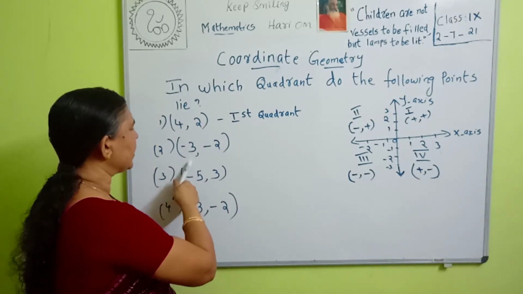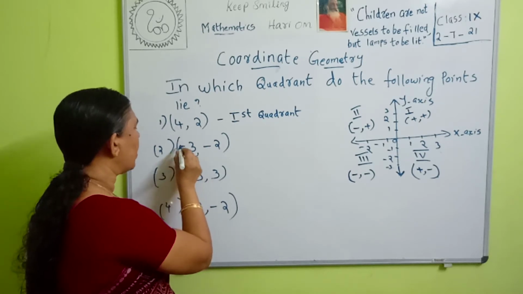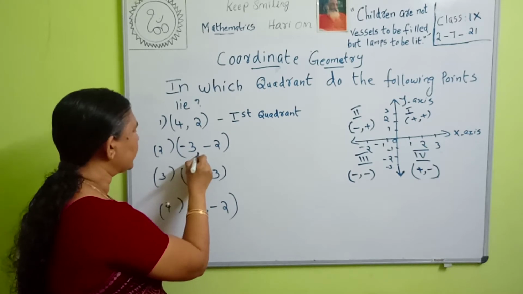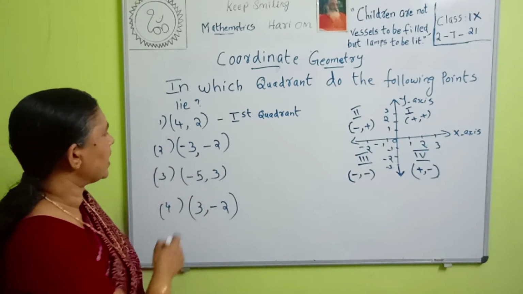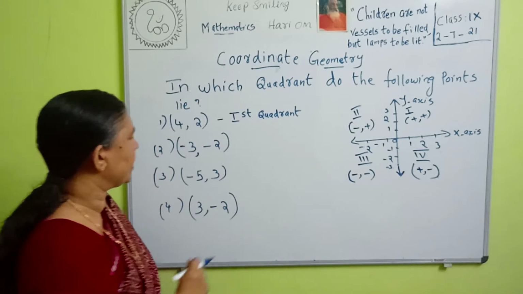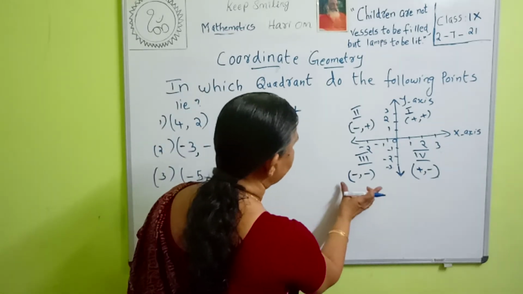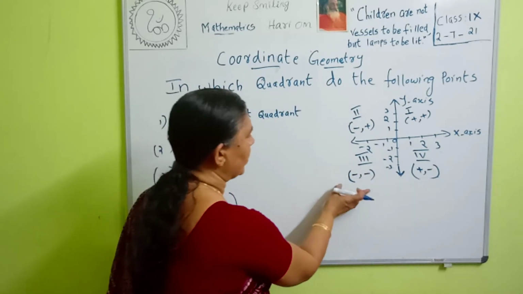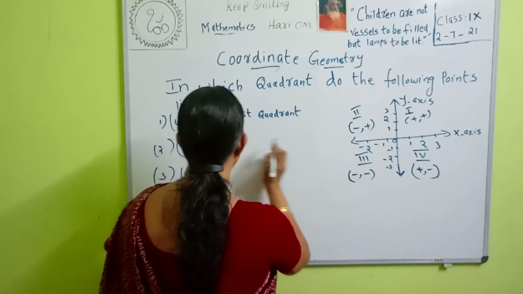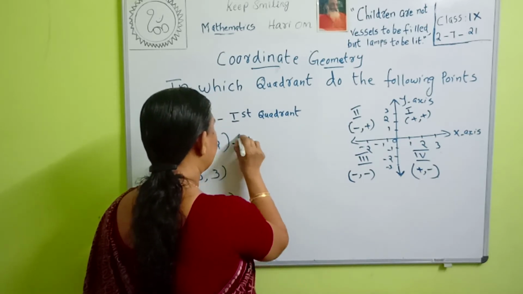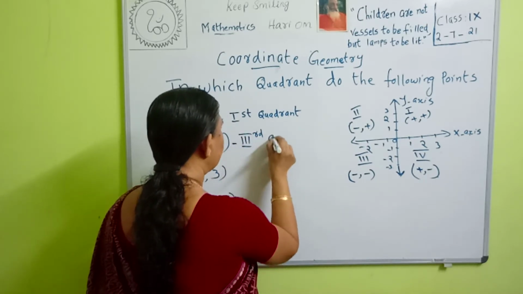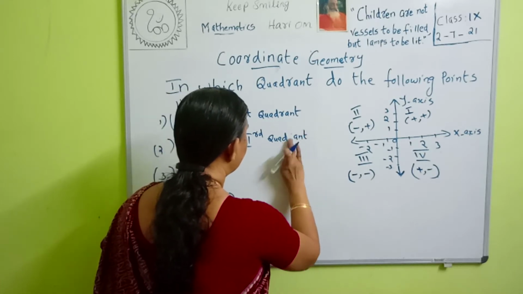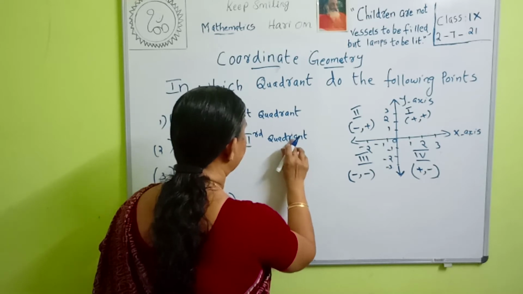Then next one, (-3, -2). Here it is -3 and -2. This lies in which quadrant? Here the x coordinate is negative and the y coordinate is negative, so it is the third quadrant. In the third quadrant, both the x and y coordinates are negative. So you remember this. We can write here third quadrant.